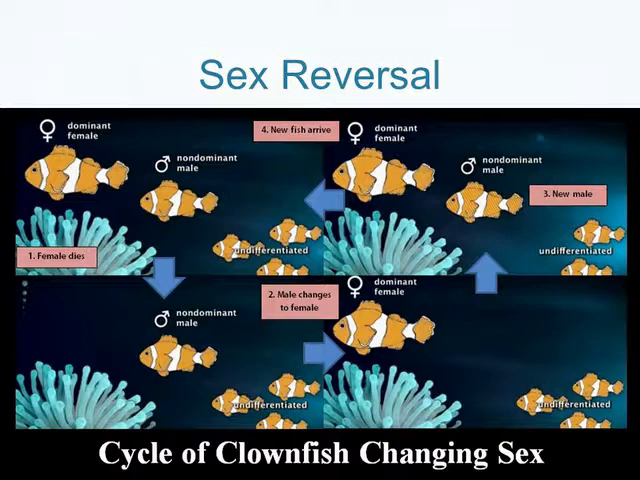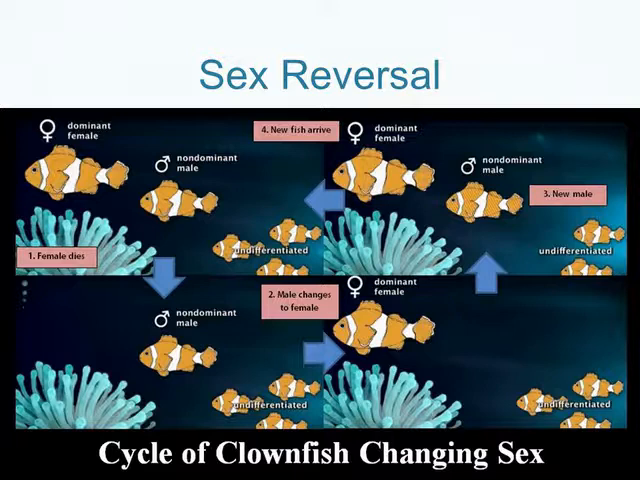All right. This is similar to parrotfish in the sense that parrotfish will have a dominant male, so it's just the opposite, and they will have a predominant female. And when that dominant male dies or gets fished or whatever, that dominant female will then turn into the male, and the larger female in the group will then turn into the new dominant female.